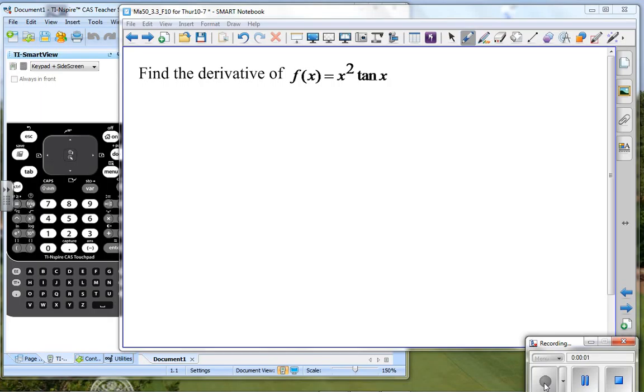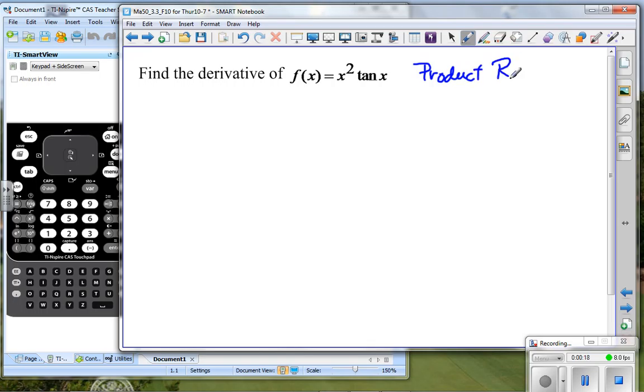This is video C for section 3.3. Again, we're in the section for the derivatives of products and quotients. And one thing for each problem that you will need to consider is which rule do I use? Well, since we don't have a quotient in this problem, it is an obvious need for the product rule.